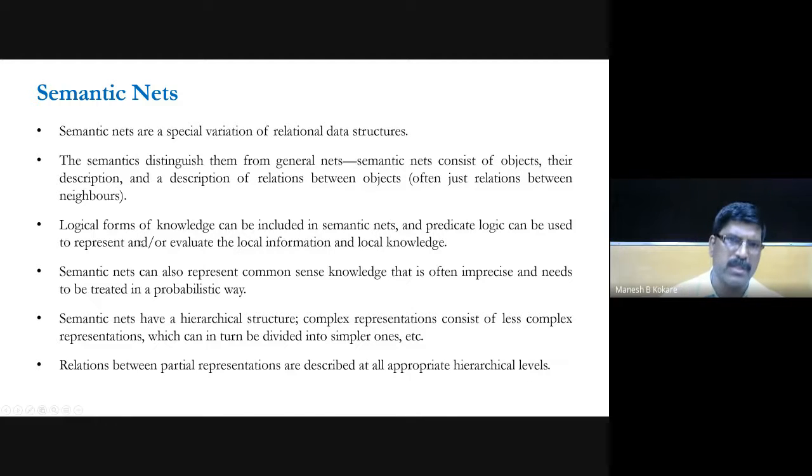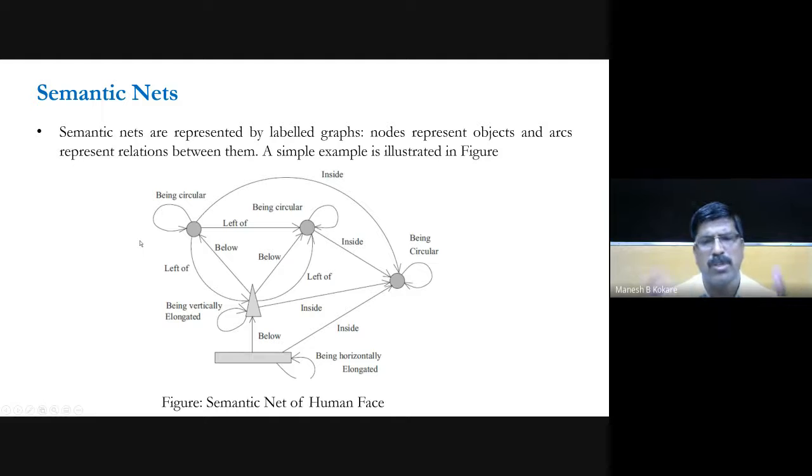Look at this one. This is the example I was talking about, the semantic net for the human face. For example, eyes are circular, so that information is there. This is also an eye, which is to the left of this eye, so this relation is left. This eye is to the left of this eye. This eye is circular, and this is also circular.